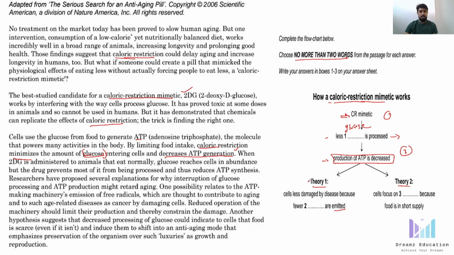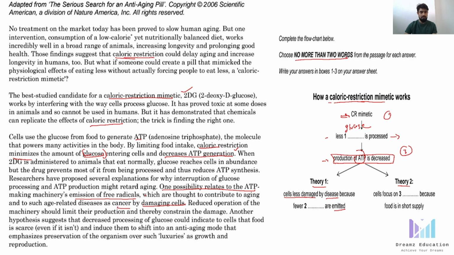Okay, now theory 1, where is theory 1? So again scan. Okay, one possibility they have said, one possibility related to ATP, correct? So theory 1. So what is that? Making machineries emission of free radical. Okay, emission, right? Something emitted, emission of free radicals. Okay, so we'll underline it, which are thought to contribute to aging and something. Okay, and also they have said cancers by damaging cells. So damaged cells, correct? Disease, so that is they have mentioned it as cancer.